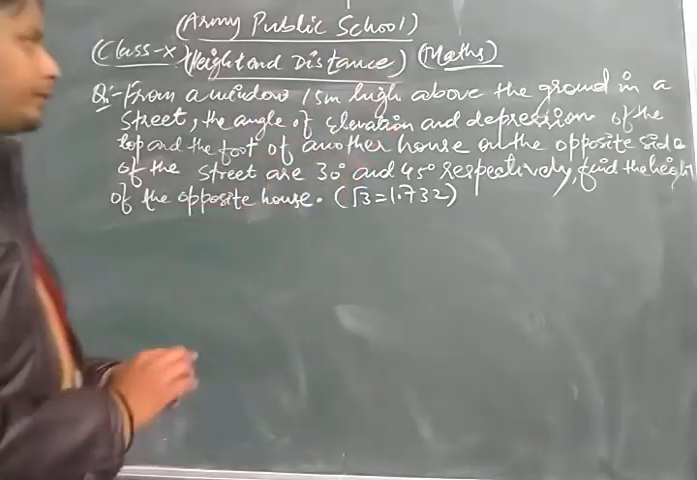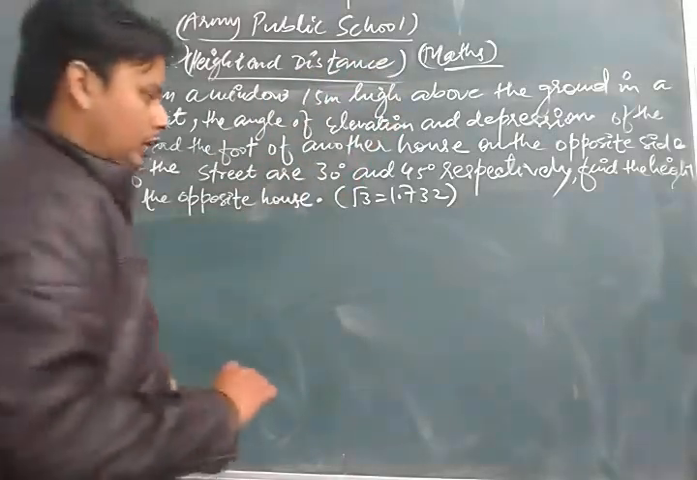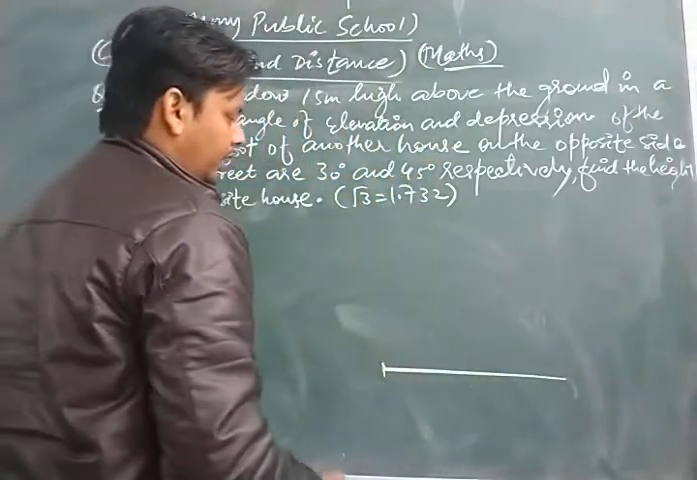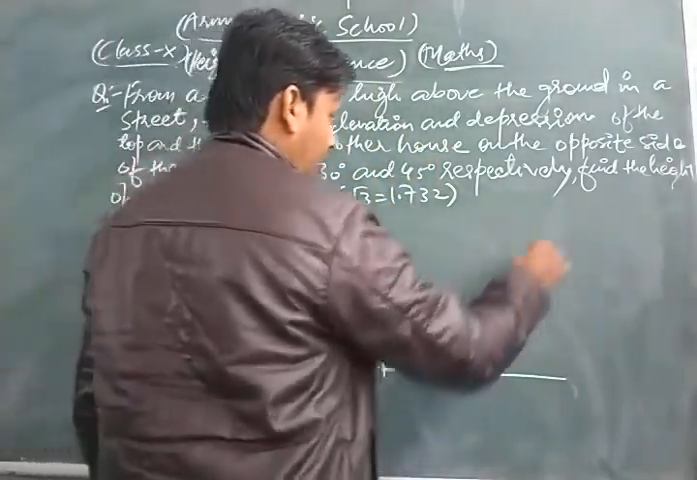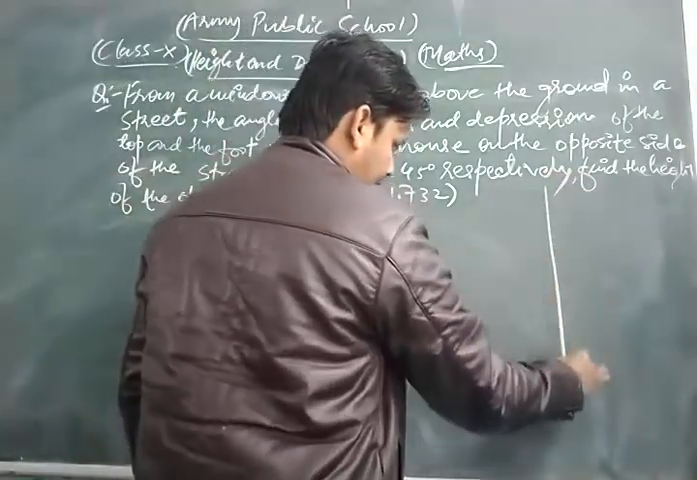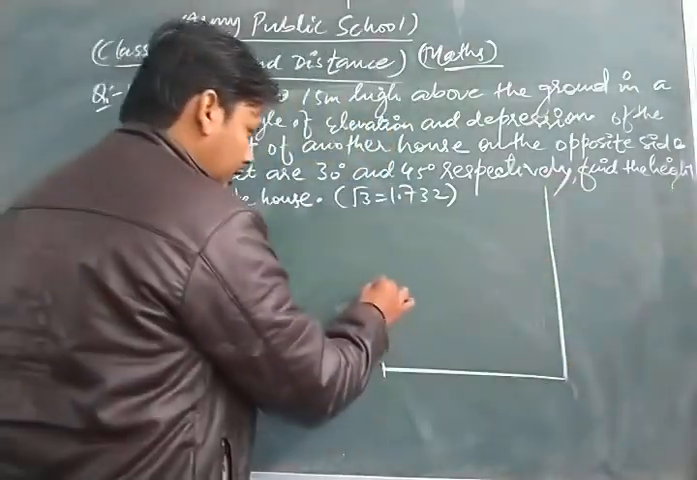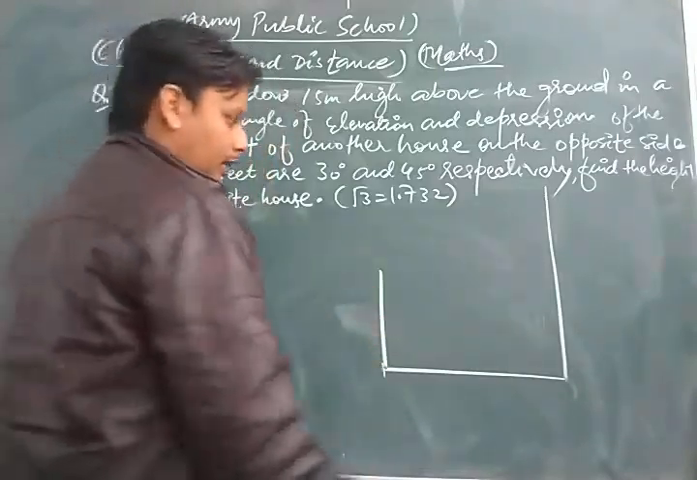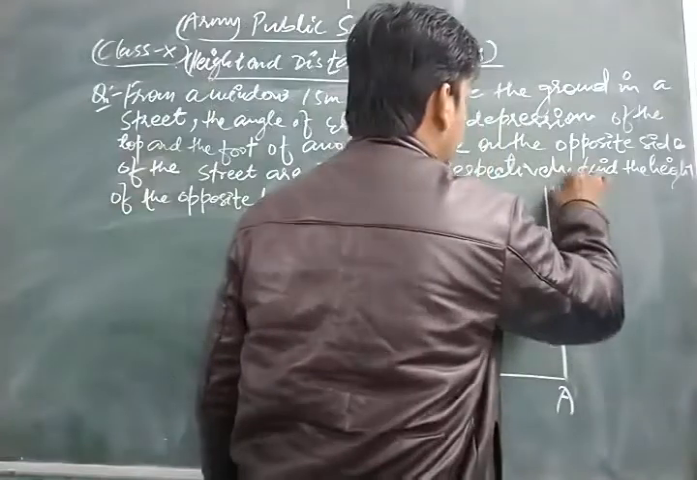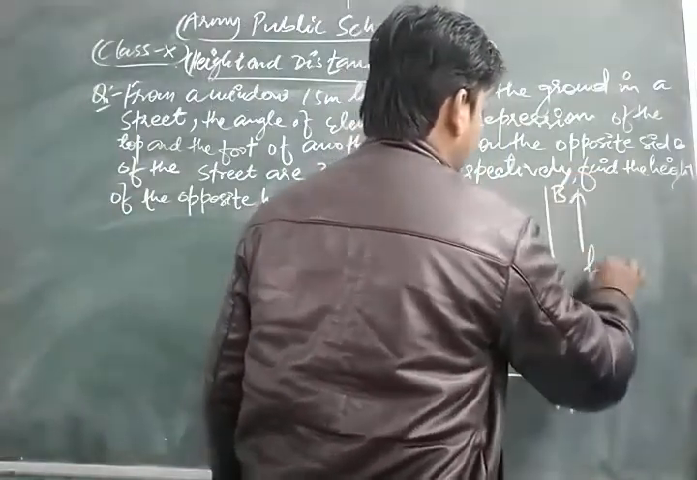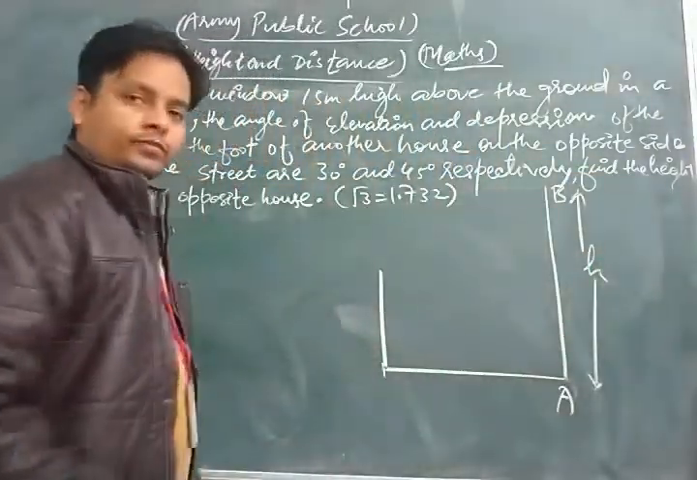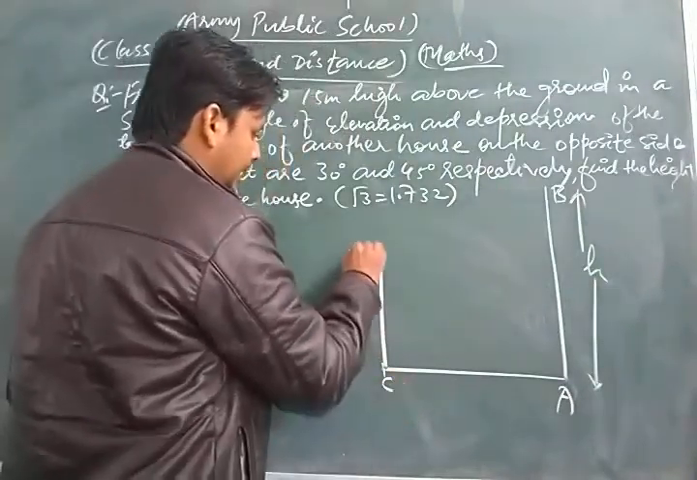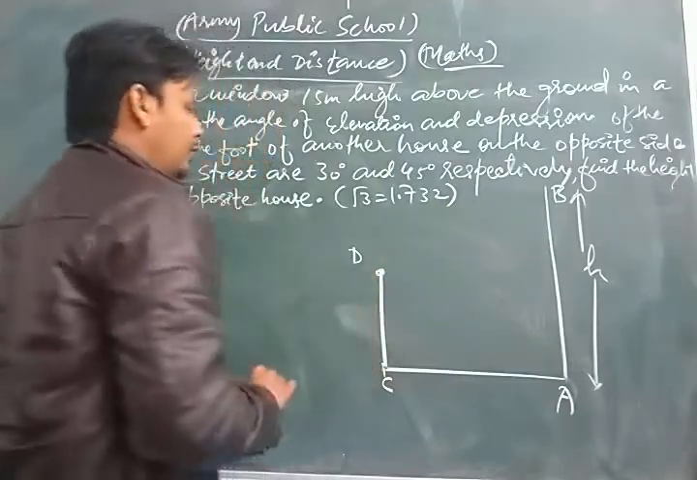Look, from a window 15 meter high above the ground, first of all, we draw a horizontal surface. This is the street. Now, one house is on that side and one house is on this side of the street. This is the other house. This is the big house, and we take its height as H, and let us take the points C, D. D is the position of the window.